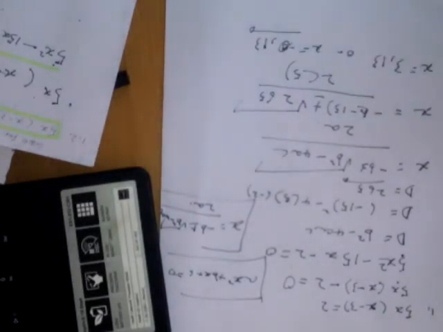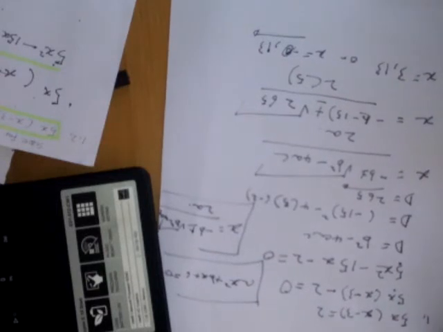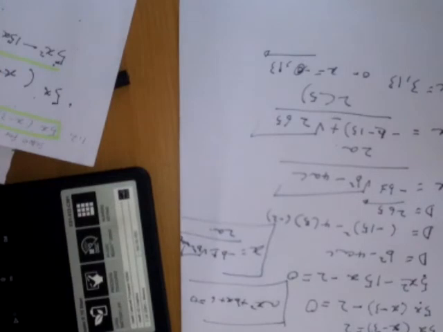So can you see that we didn't use the formula for factorizing? We only factorize when the discriminant comes out of the square root, when the discriminant doesn't remain as a surd.